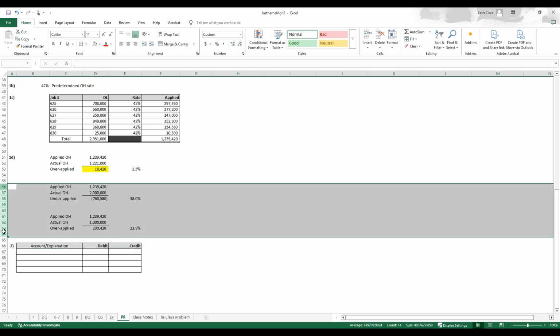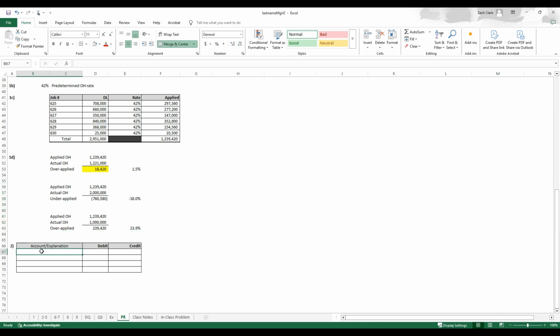This was all just extra stuff we did just for educational purposes, but we have over applied our overhead, and so we want to decrease our cost of goods sold, in other words. So COGS, let's not make it that far indented, is going to be decreased. So remember, cost of goods sold is an expense, so a debit increases an expense. But in this instance, since we over applied, we're going to reduce our cost of goods sold.